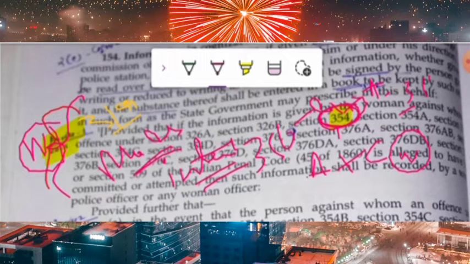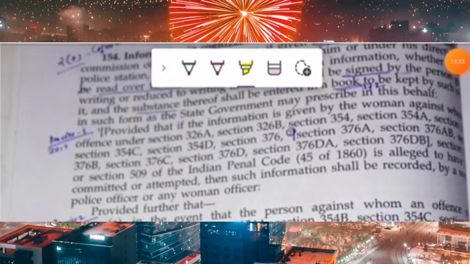Then comes section 354A, which deals with sexual harassment and punishment for sexual harassment. It deals with both the harassment as well as the punishment; in the same section, punishment is also provided. So sexual harassment, 354A. And then 354B is assault or use of criminal force to women with intent to disrobe. Assault and criminal force is there in 354B as well.